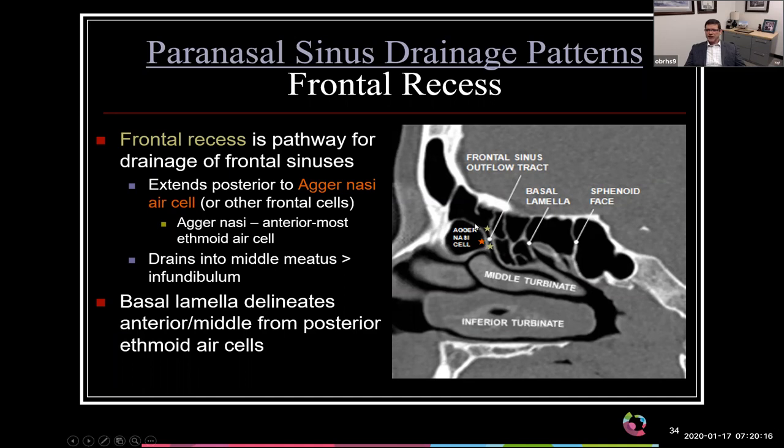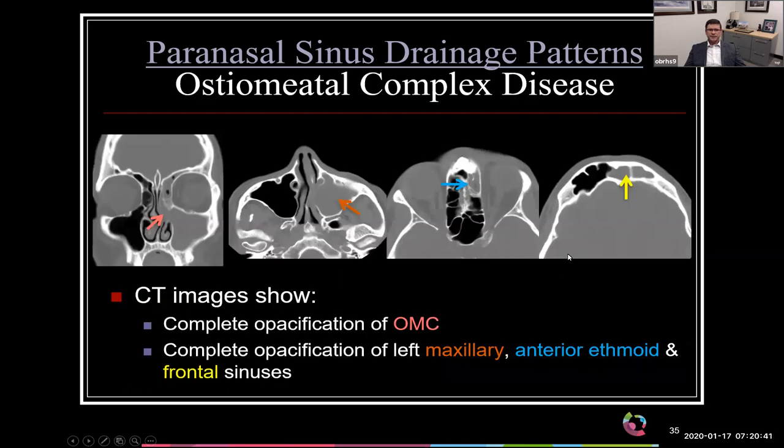This is the most anterior ethmoid air cell, and this is one of the named frontal cells. There are many different frontal cell variants, but the Agger nasi is going to be the most common. Directly behind that is going to be the frontal recess. Some other landmarks on this image: you can see the basal lamella, and that separates the anterior from the posterior ethmoids. And then here's the sphenoid face, which separates the posterior ethmoids from the sphenoid sinus.